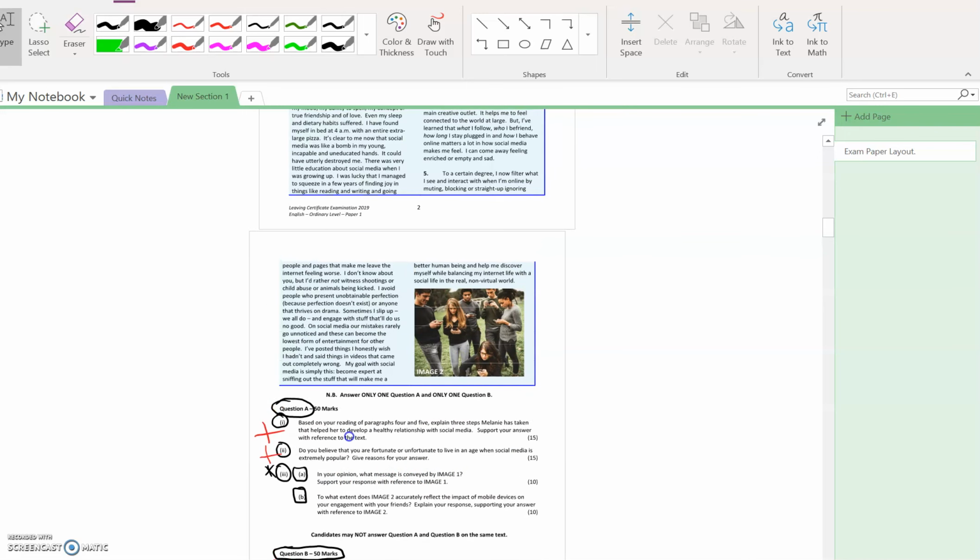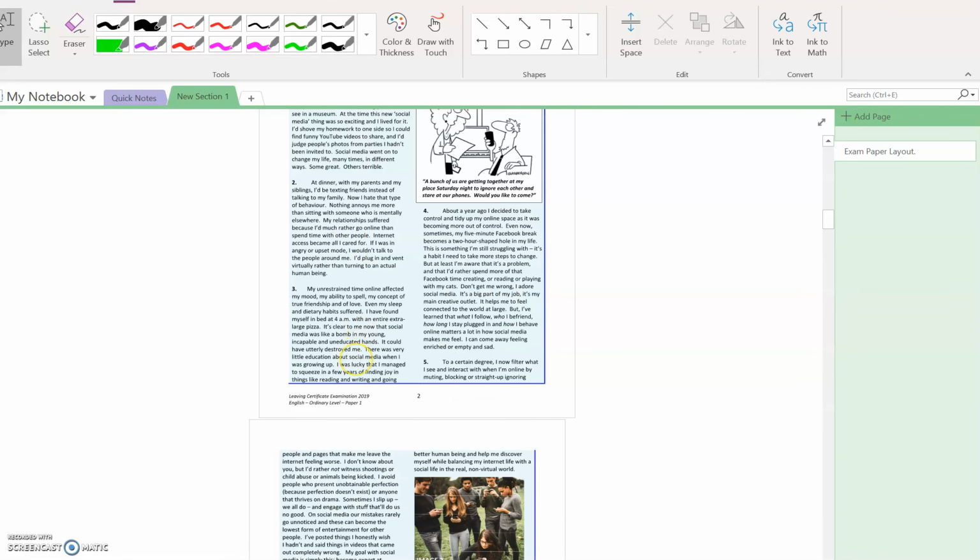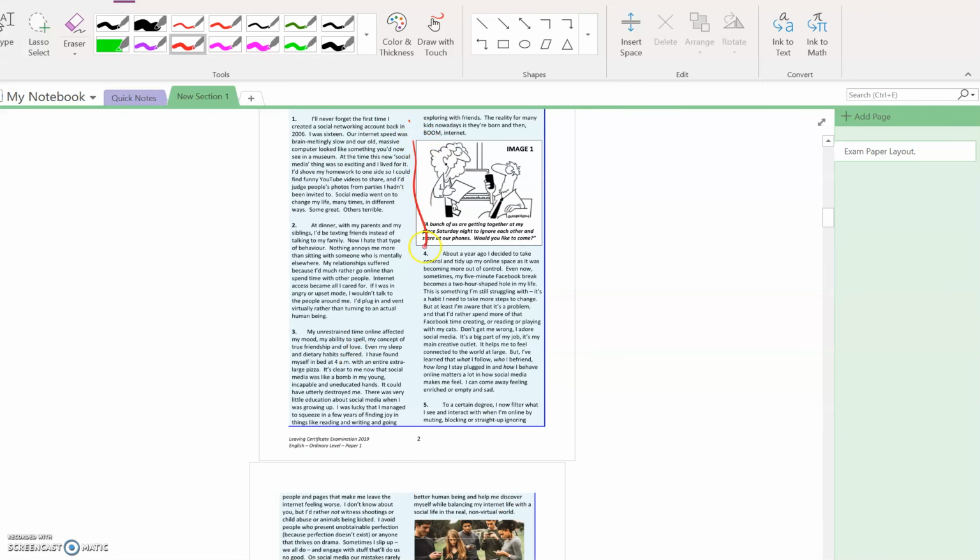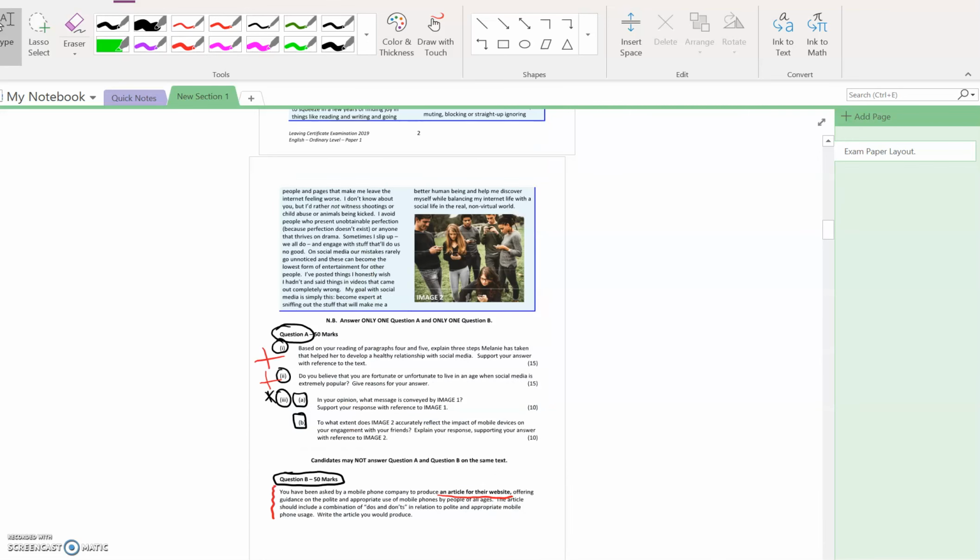Let's have a quick look at image 1 to see, is this question going to be difficult or not? No, it's only a jokey little cartoon, so that should be doable. Yeah, and then the question part 3, part B, to what extent does image 2 accurately reflect the impact of mobile devices on your engagement with your friends?